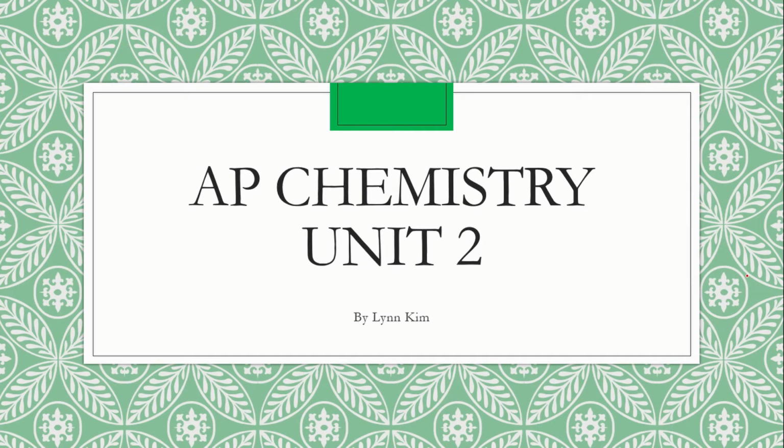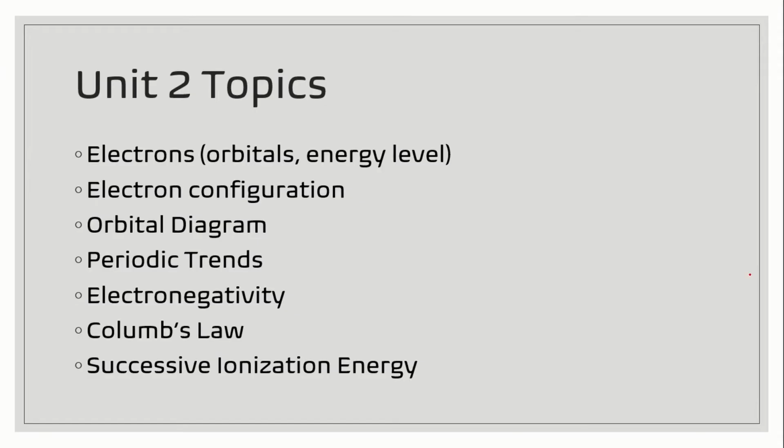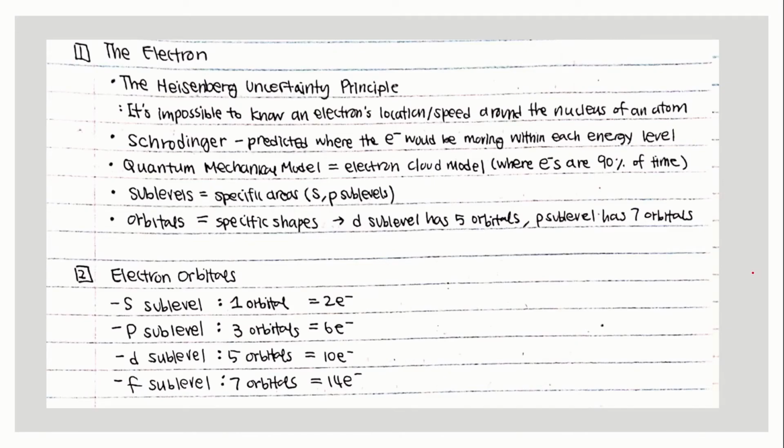This is the review for AP Chemistry Unit 2, and these are the topics. First is about the electron.